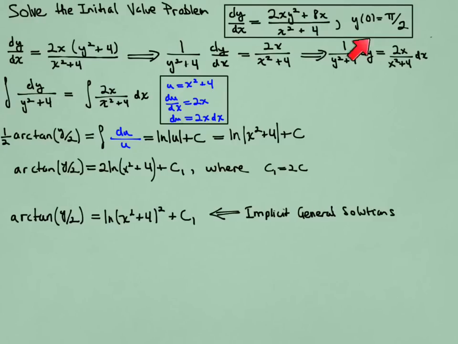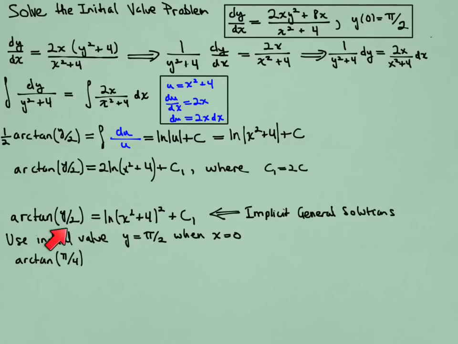Let's use the initial value, y of 0 is equal to pi over 2, to find what c1 should be. So y is equal to pi over 2 when x is 0. Let's plug those values in for y and x. When I plug it in for y, I have to take half of it here, so I'll have pi over 4, not pi over 2. And then when I plug in 0, I'll be taking log of 4 squared, so log of 16 plus this constant that we're trying to find.